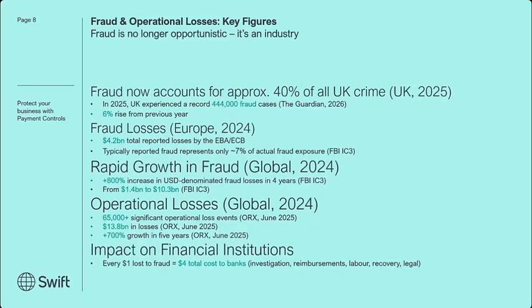What's also interesting when we start to quantify this is that institutions often only report a fraction of the fraud that they actually experience. So the true scale is significantly higher than what you're seeing on these slides. You can see on the fraud losses Europe 2024, the second bullet down, that the reported fraud only represents around 7% of actual fraud exposure. So again, the impact is significantly higher than even what we know today.